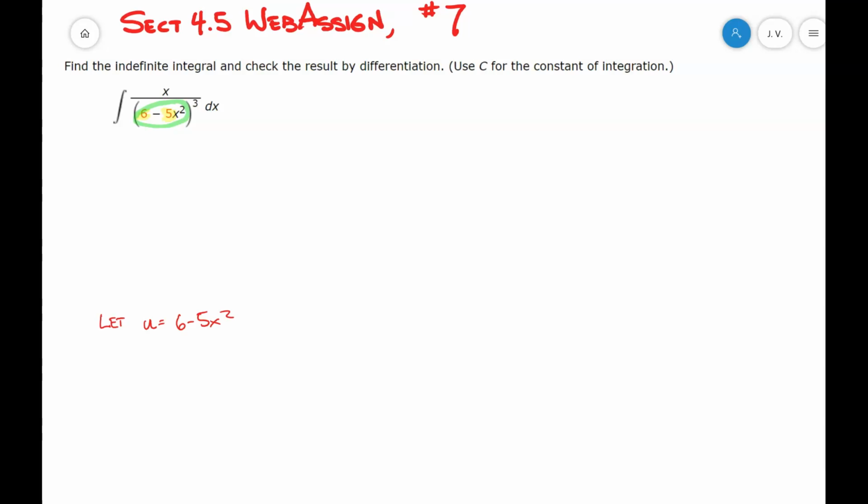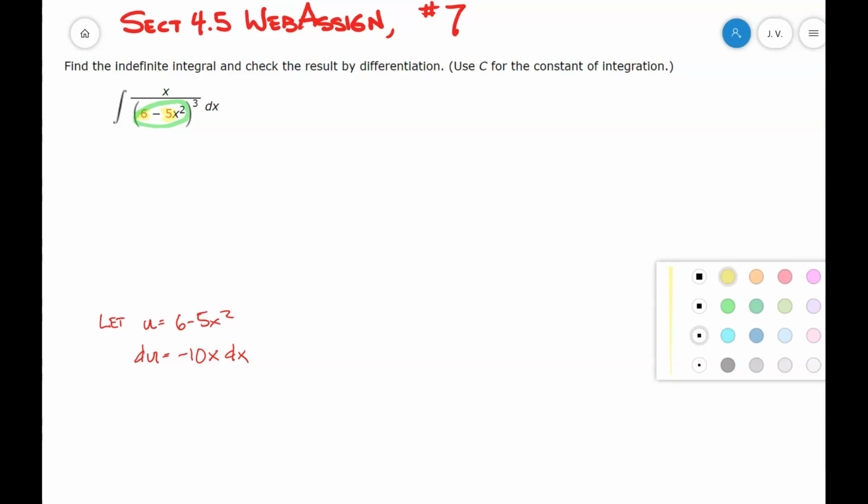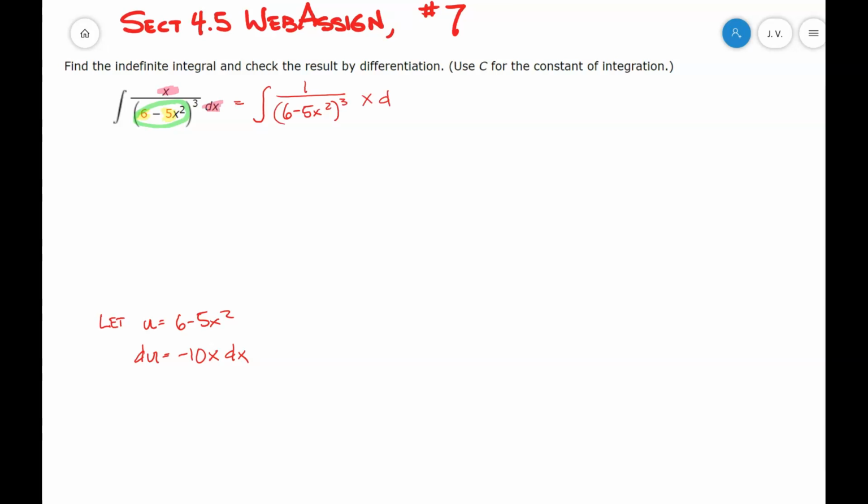From there, I'm going to differentiate both sides. And I have du equals negative 10x dx. So what am I going to do with that? I'm going to go back to the original problem, and I see that I've got an x and a dx. So I'm just going to rewrite this. I'm going to rewrite that in that form because it shows me that I need an x dx. So this is the piece right here that I need to get from this relationship.